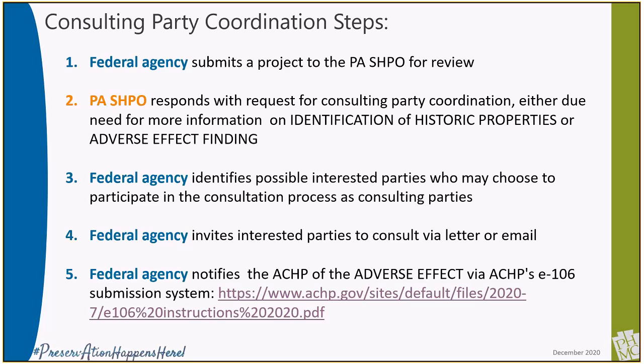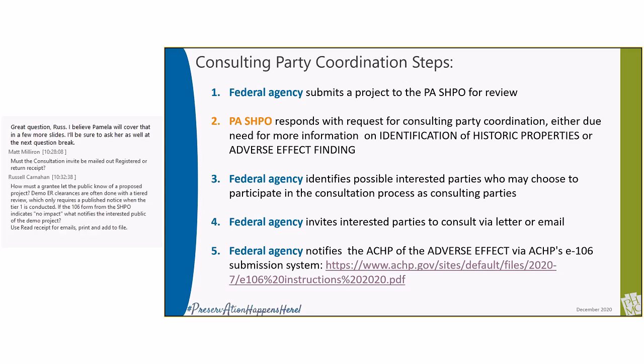Okay, great. And then we have one last question that came in here. It's a bit long, so I'm going to read the whole thing. How must a grantee let the public know of a proposed project? Demo ER clearances are often done with a tiered review, which only requires a published notice when the Tier 1 is conducted. If the 106 form from the SHPO indicates no impact, what notifies the interested public of the demo project?